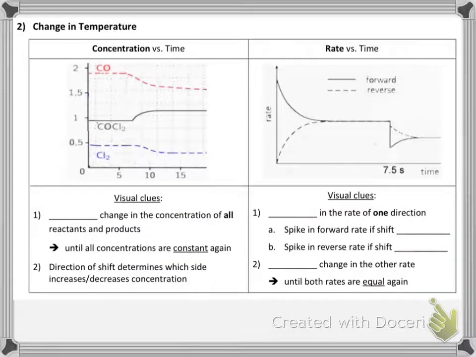You can also show a change in temperature over time and basically use Le Chatelier's principle to figure out if you have an endothermic or exothermic reaction. The way you're going to recognize that it is a change in temperature and not a concentration change, when you look at the concentration versus time graph, all of the changes are slow. There's no spike. And the concentrations are going to shift until they all become constant again and equilibrium is reestablished. Now, it depends on if it is an endo or exothermic reaction and if the temperature went up or went down to figure out what's basically going to increase or decrease.